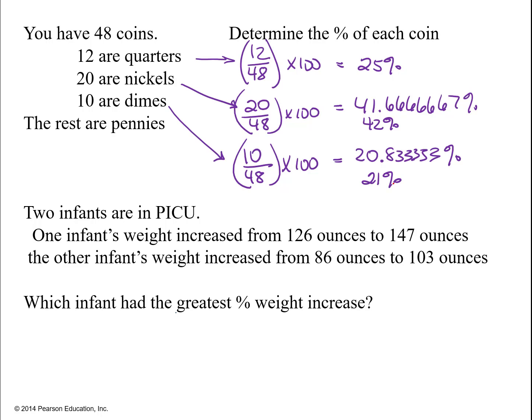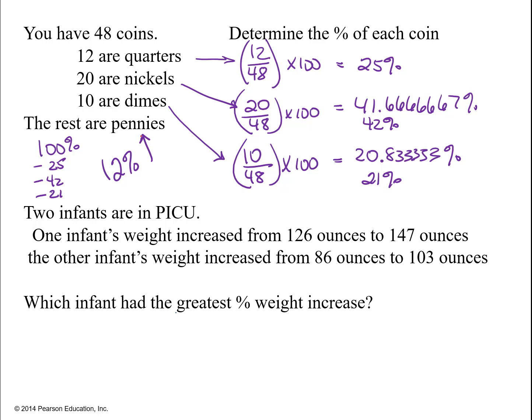So what's one way you could figure that out? Okay, so if I know 25, 42, and 21, the rest are pennies. So if I took 100% and I subtracted 25, and then I subtracted 42, and then I subtracted 21, I'd get 12. That's how to figure out the rest of them.